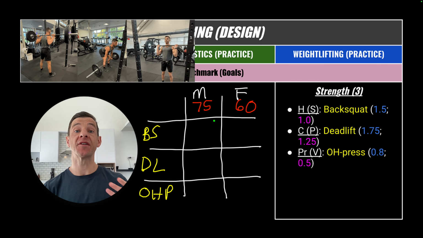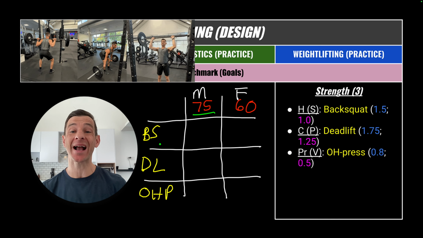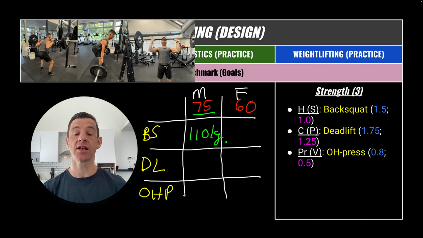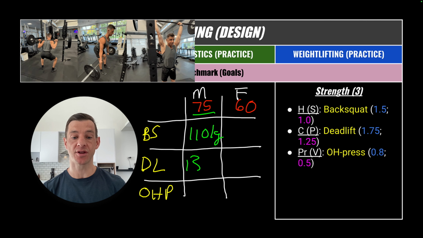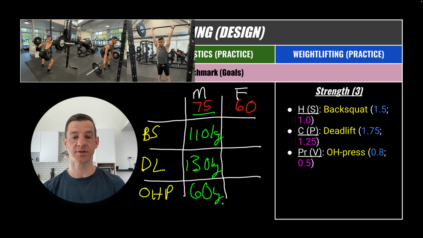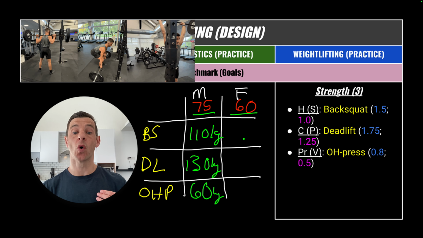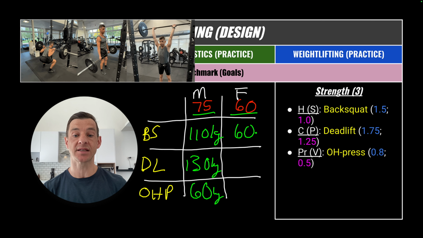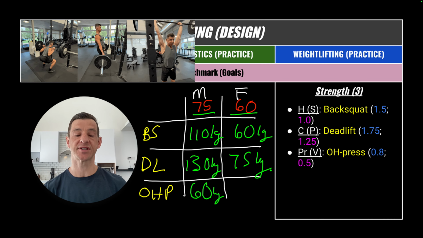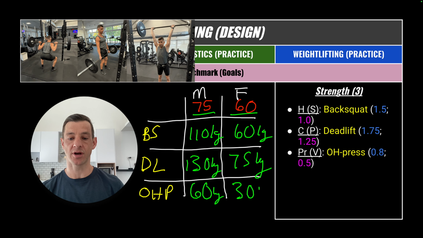So for example, if you are a male weighing 75 kilograms, your back squat goal is to do around 110 kilograms. For the deadlift, 130 kilograms. And for the overhead press, 60 kilograms. For the females, if you weighed 60 kilograms, for example, your goal for the back squat is 60 kilograms. For the deadlift, 75 kilograms. And for the overhead press, half times your body weight. So that would be 30 kilograms.